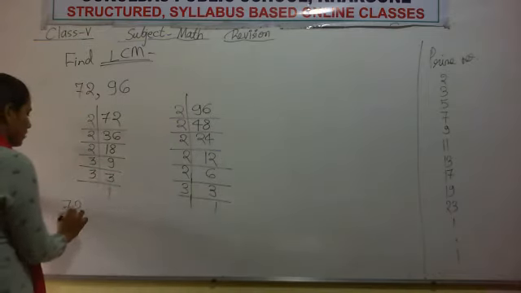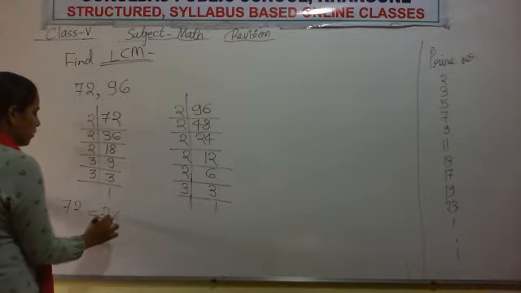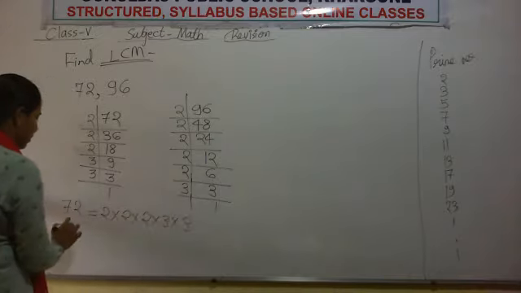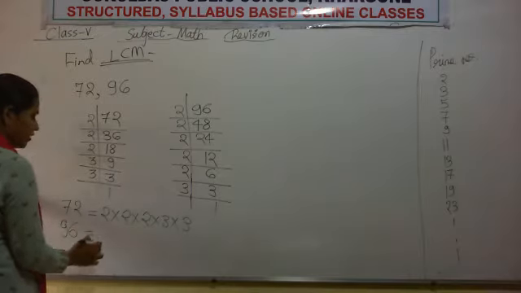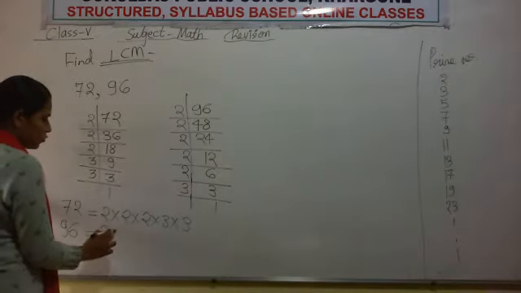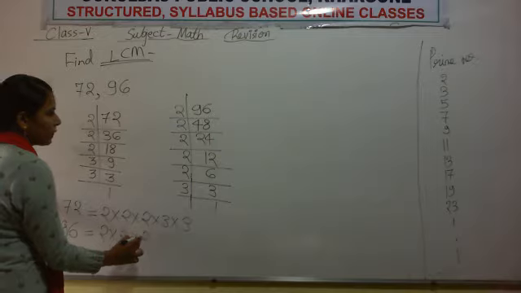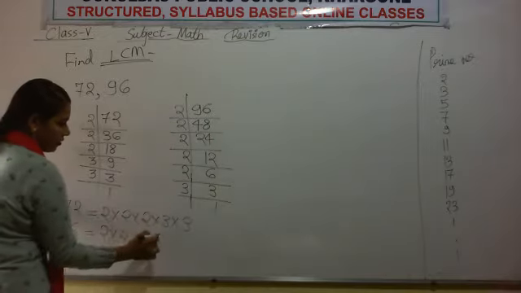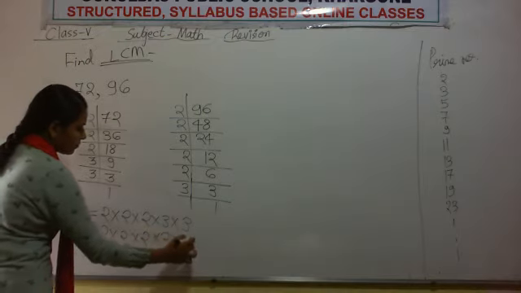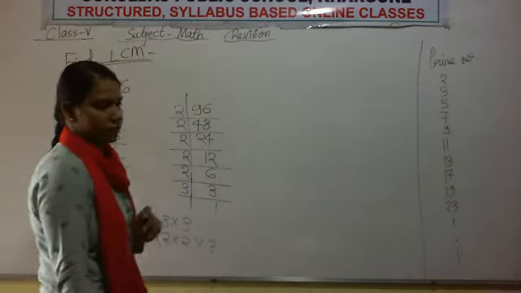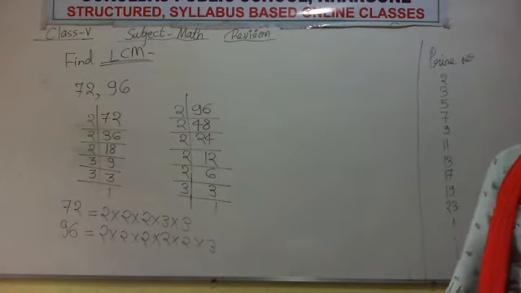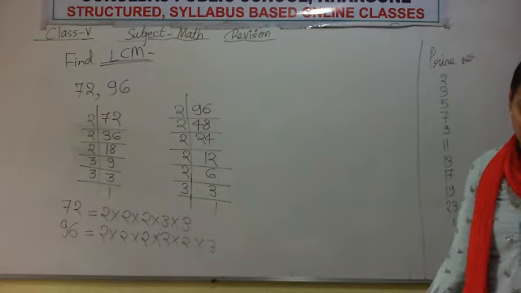Now write the factors of both the numbers. 2 into 2 into 2 into 3 into 3. And write the factors of 96. 2 into 2 into 2 into 1 2 3 4 5, 5 2s are here. Okay. Now we want to find the common ones. What are the common ones?